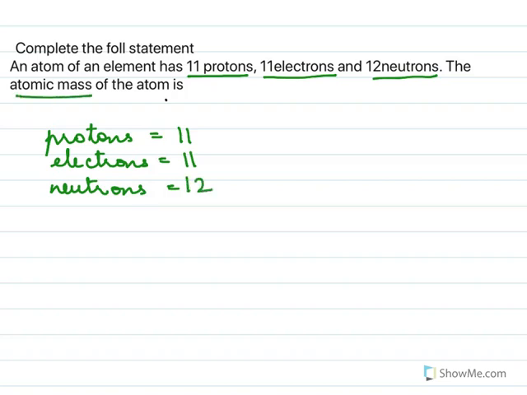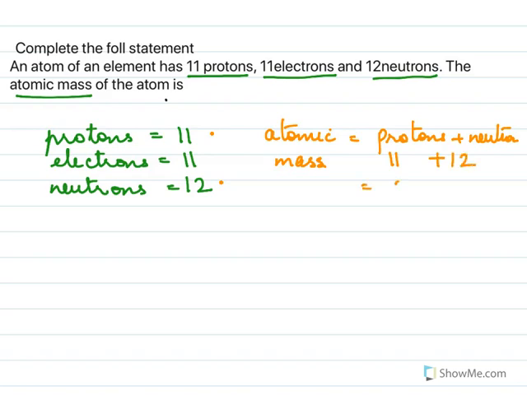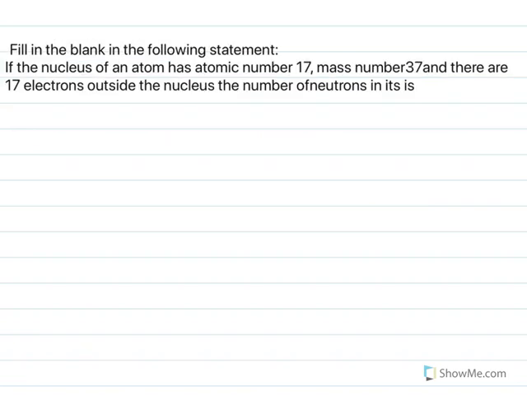Find the atomic mass. Now, atomic mass equal to protons plus neutrons. Now, protons we see are 11. Here they've given protons 11, neutrons 12. So this is 11 plus 12, which is 23. So atomic mass is 23. Of course, you always write u for it, for atomic mass.